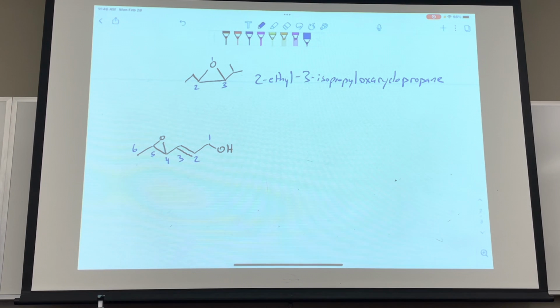To handle the epoxide as a substituent, it's pretty easy. We're just going to call it an epoxy group. The only difference is you have to give both numbers that it bridges. So I'm not going to just say 4-epoxy. Instead, I'm going to say 4,5-epoxy, because you have to give both of the carbons that it bridges. So we'll call this 4,5-epoxy. It's a 6-carbon chain, so that'll be 4,5-epoxyhexan-1-ol.